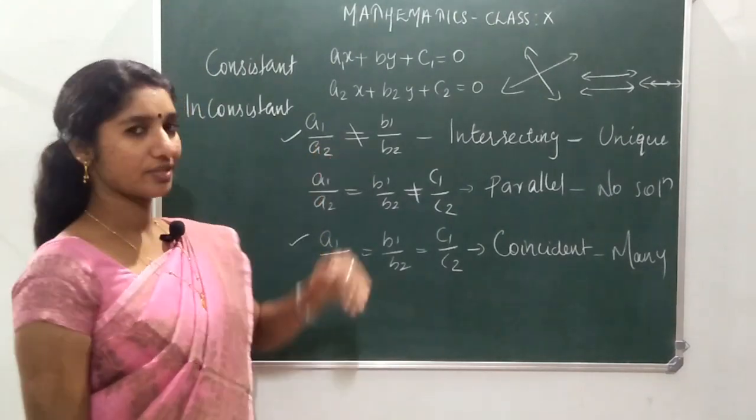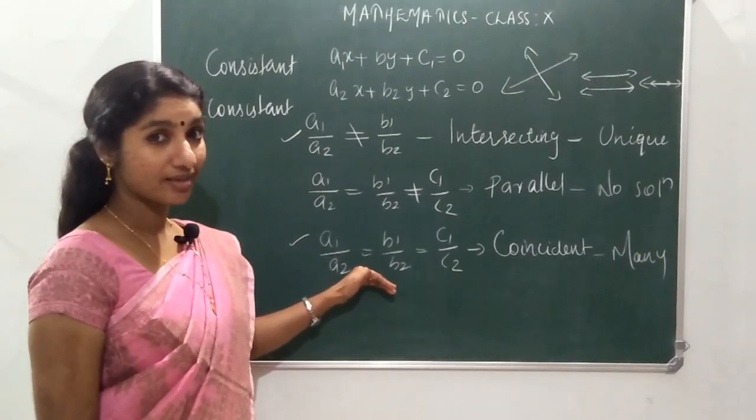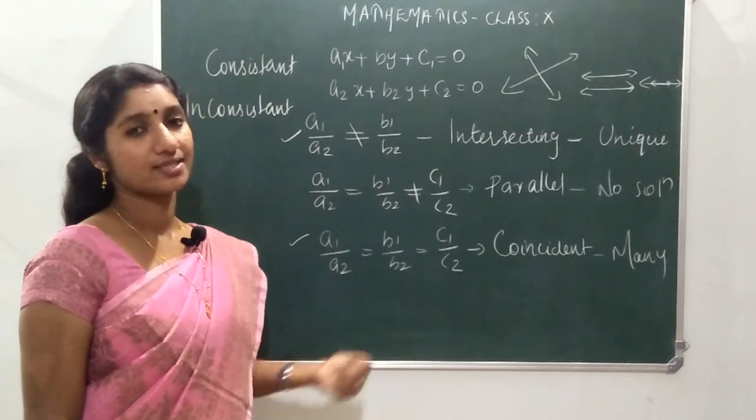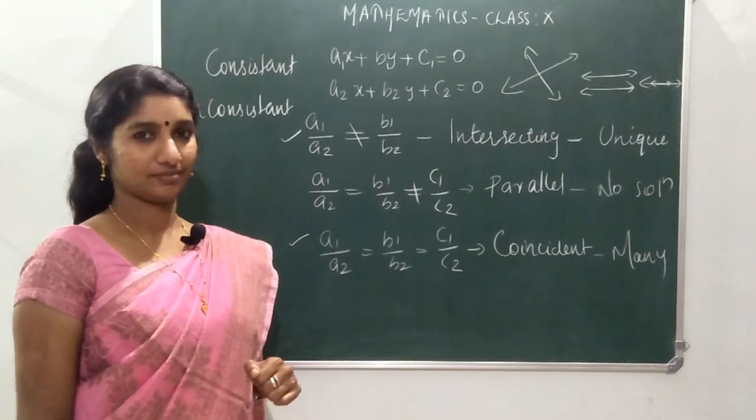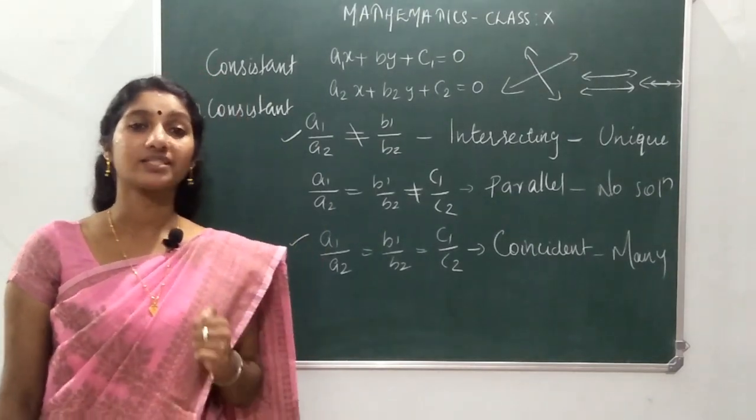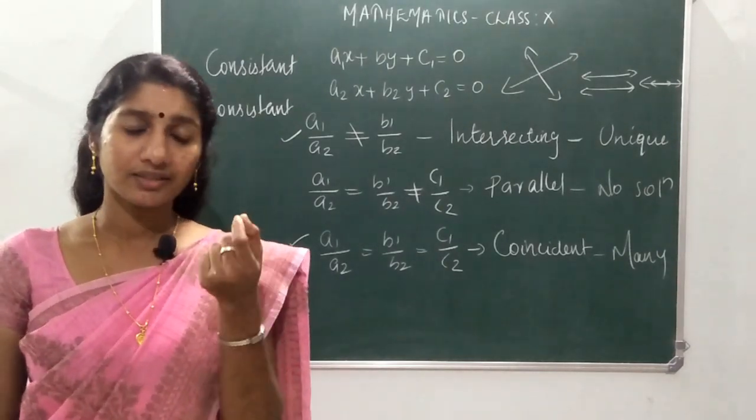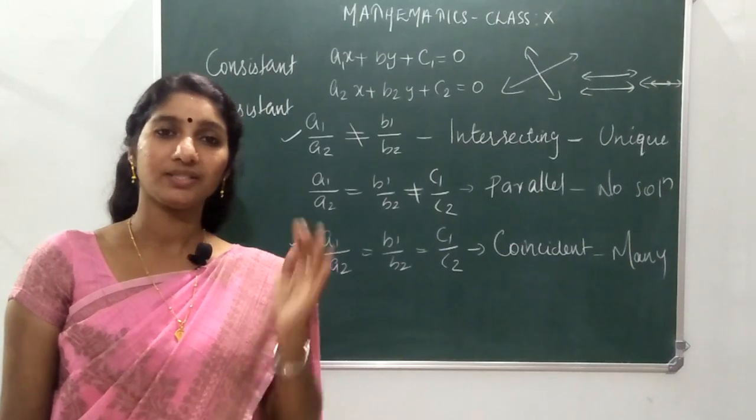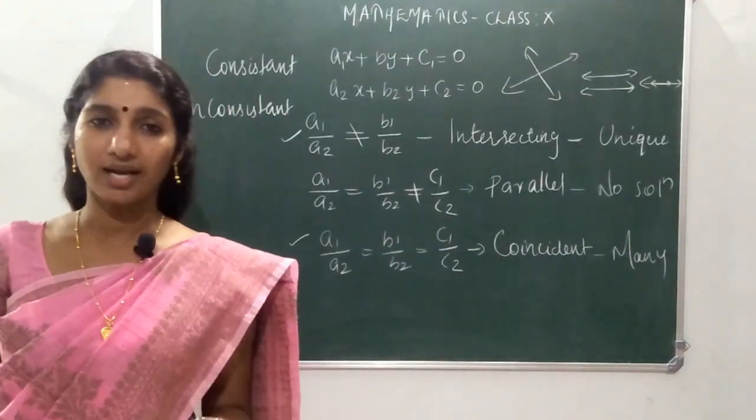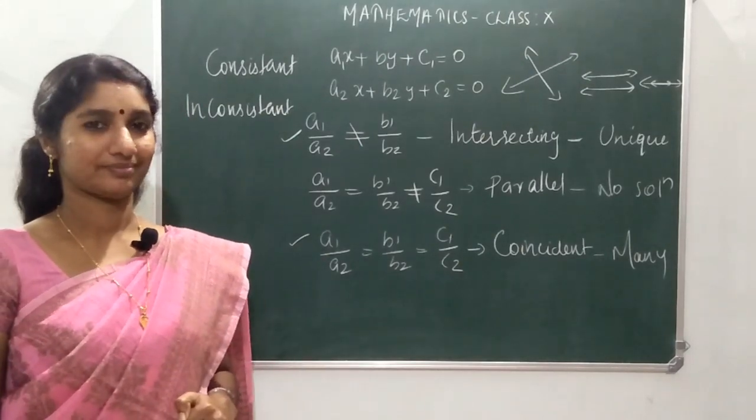And for a unique solution, we will call it consistent. And for infinitely many solutions, meaning coincident lines that coincide with each other, we will call it dependent consistent, meaning both of them are the same line. So what you need to keep in mind is: if they have a solution, we will call it a consistent equation; if they do not have a solution, we will call them inconsistent equations.